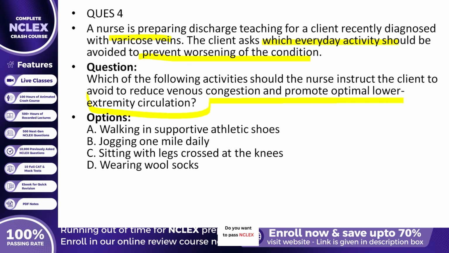The available options are option A, walking in supportive athletic shoes, option B, jogging 1 mile daily, option C, sitting with legs crossed at the knees, and option D, wearing wool socks. The correct answer is option C, sitting with legs crossed at the knees. Now, let us explore why this answer makes perfect clinical sense.